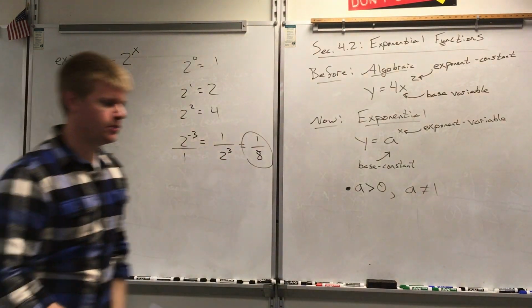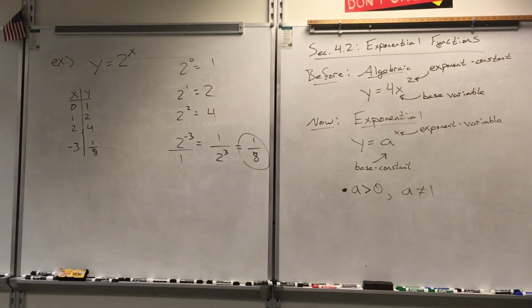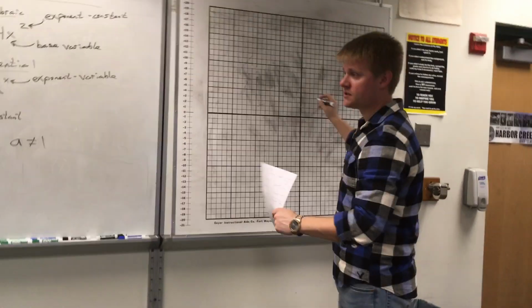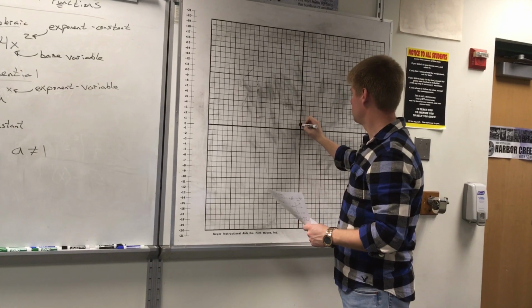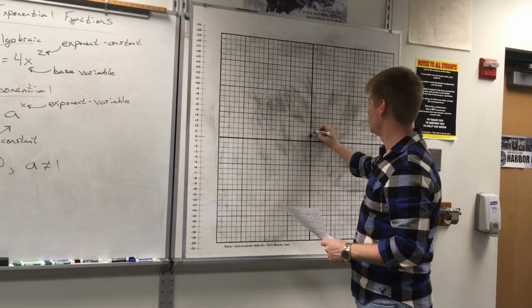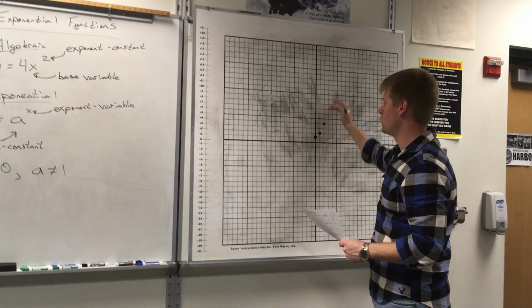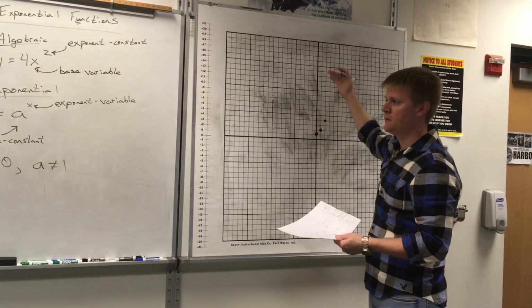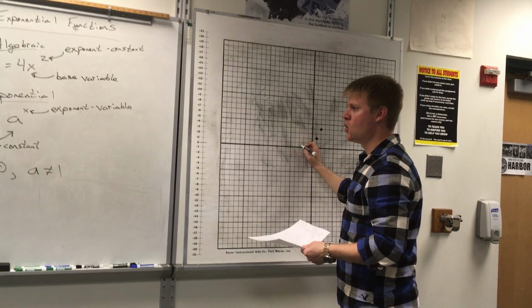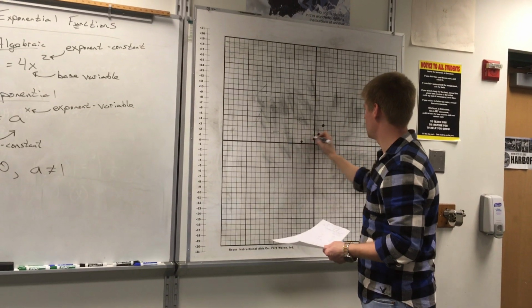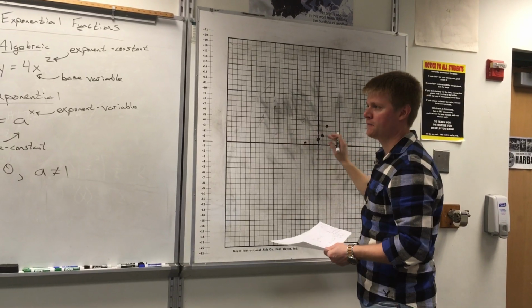Now what I'd like to do, and I'm not even going to sketch the function here yet, but if I even just plot these 4 points, first one is 0, 1. Second one is 1, 2. Next one is 2, 4. So you can see these points are going to grow at a rapid rate. Negative 3, 1/8 would be about here. Okay, so you can see this curve happening.